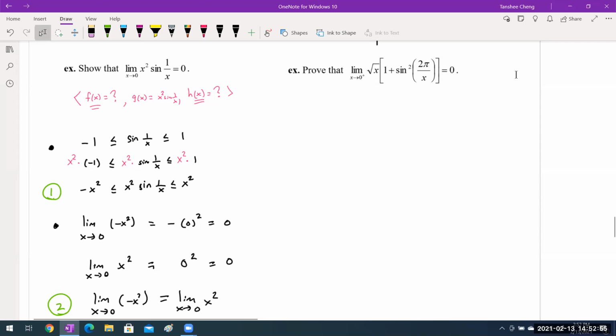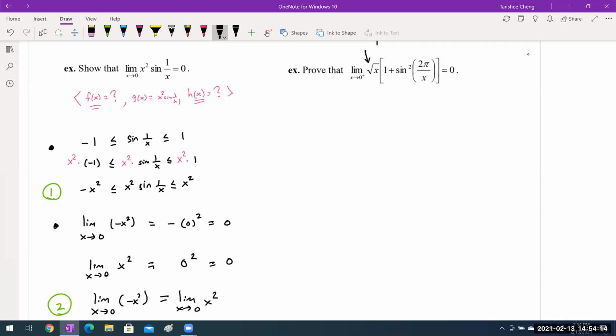And the next example will be very similar to this one. So let's take a look at that. The next example asks us to prove the limit as x approaches 0 from the right side of the square root of x times 1 plus sine squared of 2 pi over x is equal to 0. And in this case, you can see that x is not approaching 0, it's approaching 0 from the right-hand side. And that makes sense because of what?